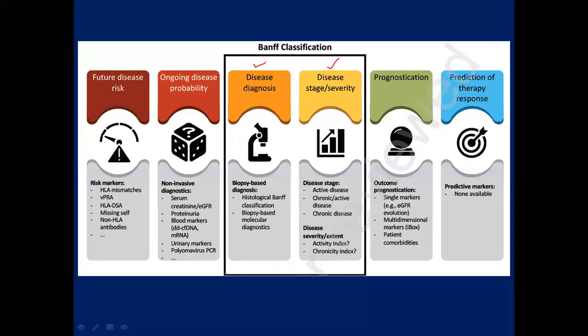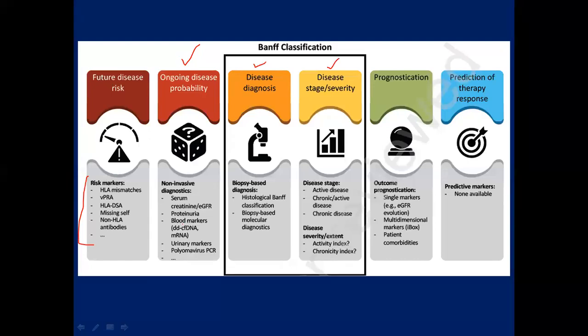Before the biopsy diagnosis, there are two things we do. We do risk analysis to assess the future disease risk, using risk markers like HLA, PRA, HLA DSA, non-HLA antibodies, and all these things. And to assess the ongoing disease activity, we do non-invasive diagnostics like serum creatinine, eGFR, proteinuria, blood markers, DNA markers, polyoma virus PCRs, and all that.